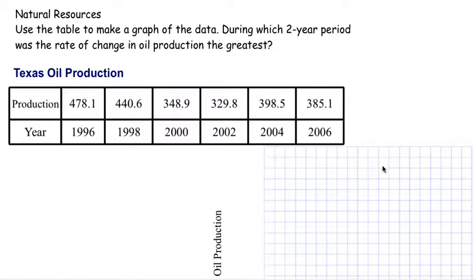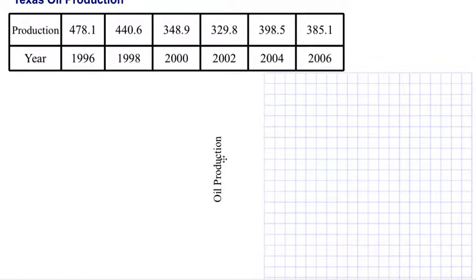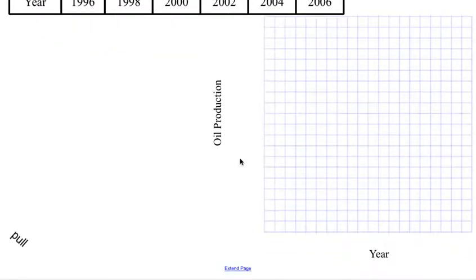All right, in this example, you're going to use the table to make a graph of the data and find out which 2-year period had the greatest rate of change in oil production. So what I want you to do on this one, you're going to bring your answer to class. I'm not going to do this one for you on the video, but I have set up your table or your graph for you.